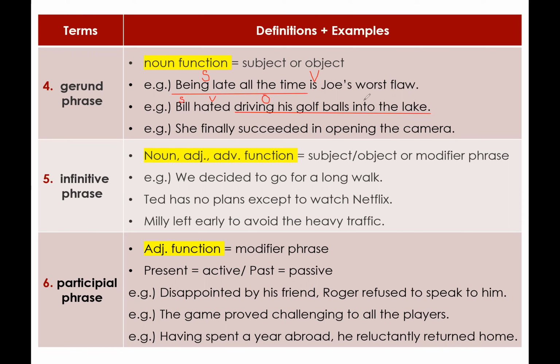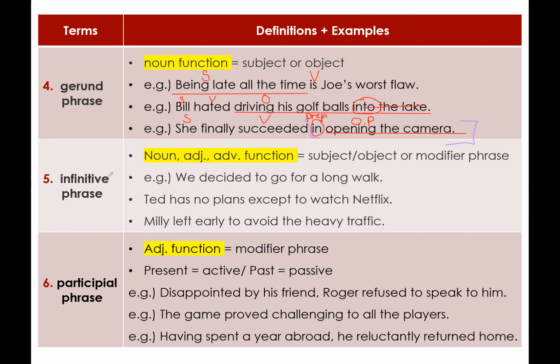And of course, remember we can have a phrase within a phrase. So there's a prepositional phrase inside our gerund. And last but not least, she finally succeeded in opening the camera. So she is the subject, succeeded is the verb, but hey, we have a preposition here. So what is our gerund phrase doing? It is functioning as the object of the preposition. And together, this whole chunk of information makes up our prepositional phrase, and it is adverb function.